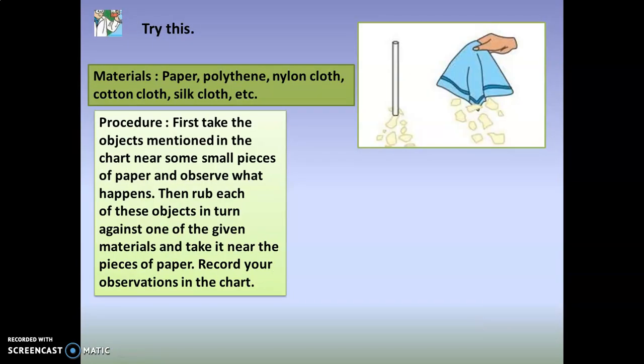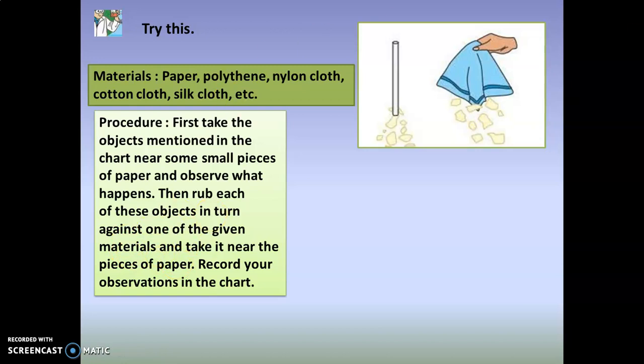Now let's try one experiment. As you can see here, I have taken some material: paper, polythene, nylon, cloth. What I am going to do is the same paper experiment. I will first take the objects near the paper without rubbing. I will check if these objects are attracting or sticking to the paper, and then I will rub these objects, and then again I will take them near to the piece of paper.